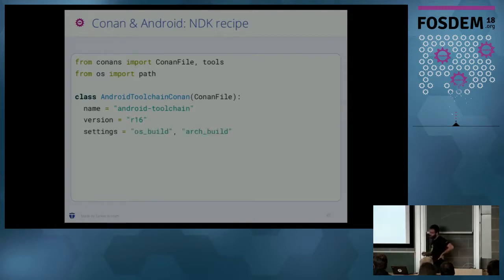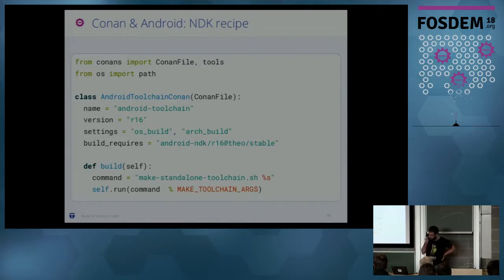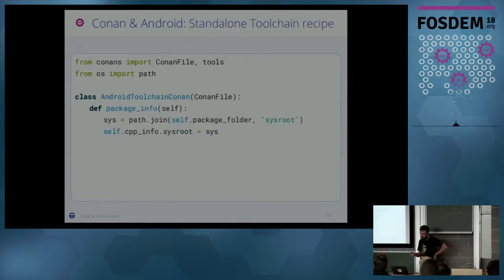Same thing, we need os_build and arch_build, and then we declare our build requirement on the previous package that we built. In the build command, we only need this make_standalone_toolchain.sh, which is located in the NDK tools folder. So we simply run it. And then in the package info, we set our sysroot.